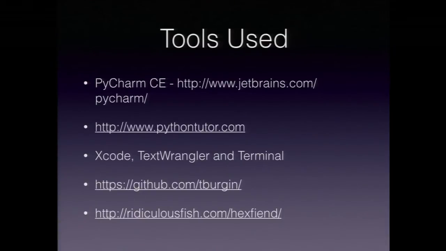Okay, so the tools used in this presentation: PyCharm Community Edition, it's a great IDE for Python, and it's free. Python Tutor is an amazing tool that allows you to visualize what's going on in memory with Python. You can essentially take your Python script and pop it in this web page. It's pretty limited, it doesn't have I/O and things like that, but it allows you to get a good idea of what's going on in the script throughout the runtime. You can go back and forth. So I'll be using that today to show you some examples. Also Xcode, Text Wrangler, Terminal, my GitHub, and Hexfiend.